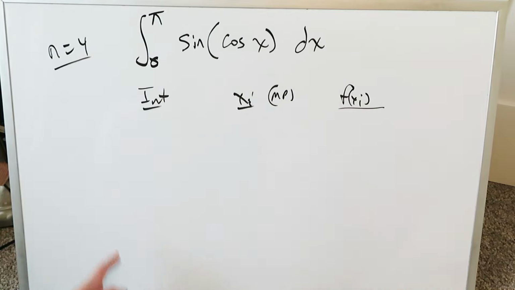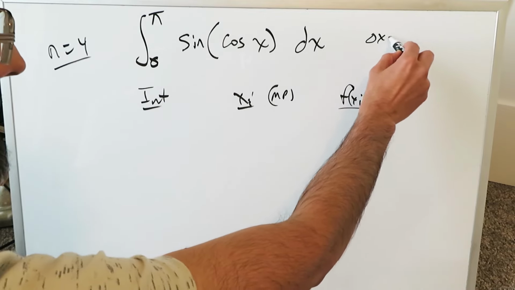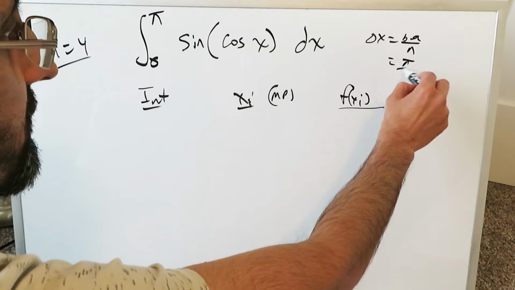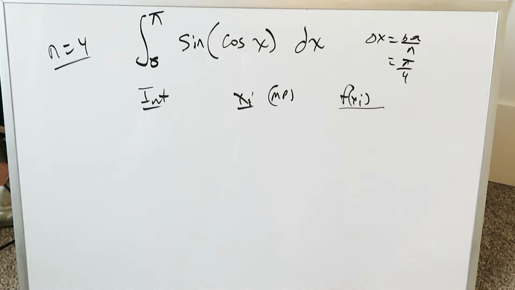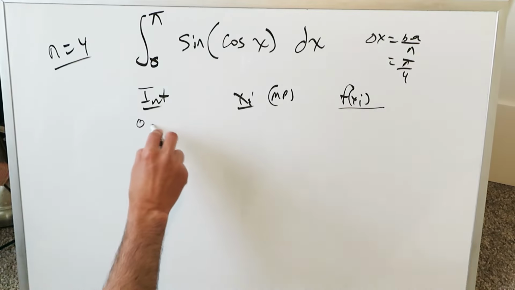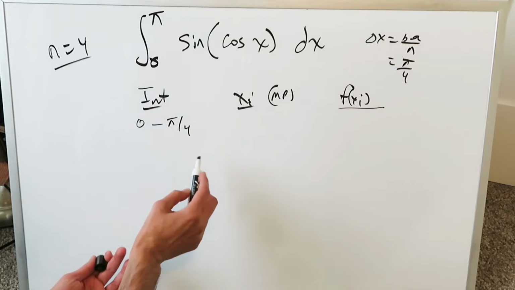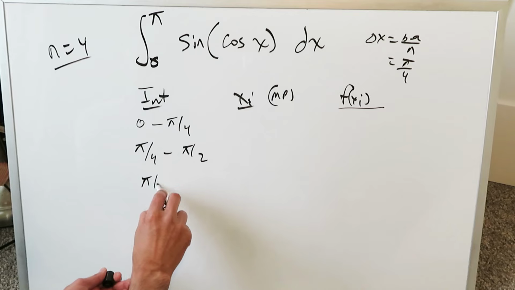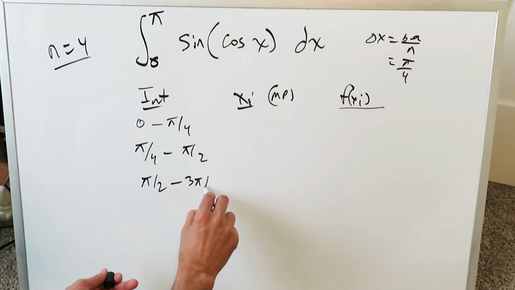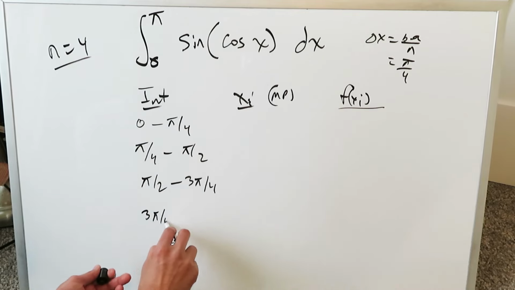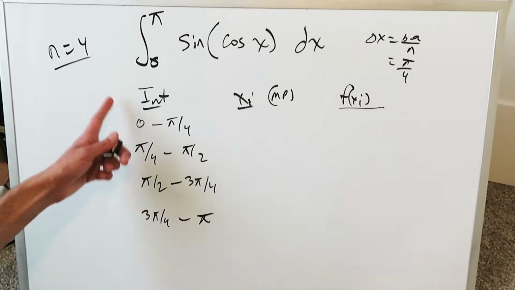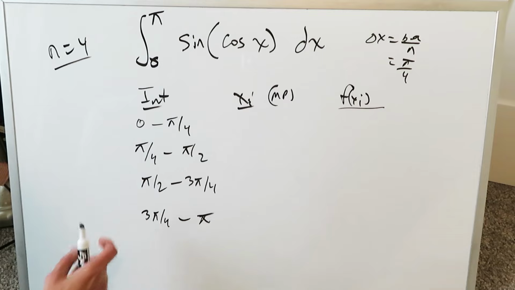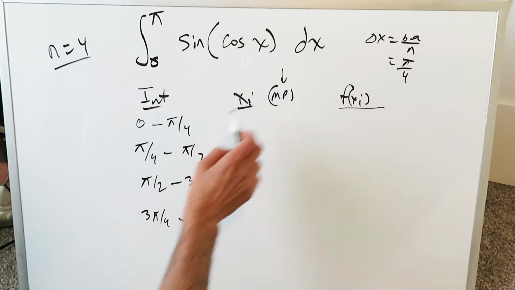When you're looking here at n equals 4, delta x, the width of each interval, is b minus a over n. You have pi over 4 as your delta x, going from 0 and extending upwards by pi over 4. Then you have pi over 4 to pi over 2, then pi over 2 to 3 pi over 4, and lastly 3 pi over 4 to pi, and you've covered everything. 4 intervals, n is equal to 4. The middle of these will be represented by your midpoint right here.